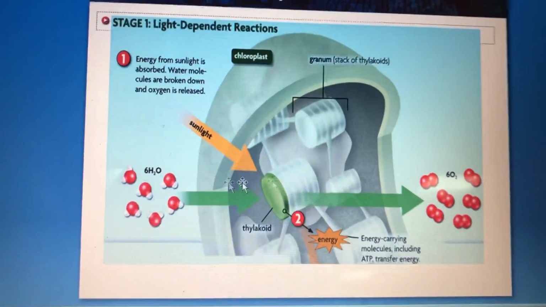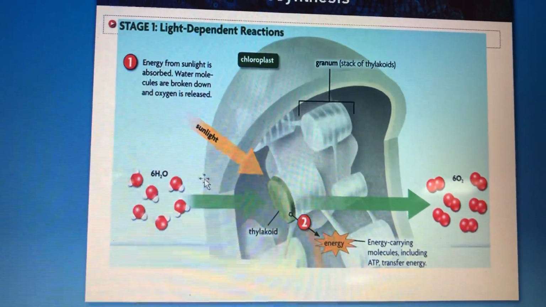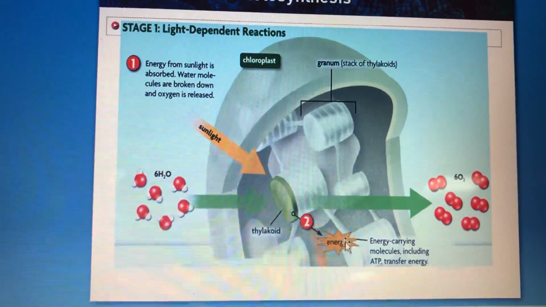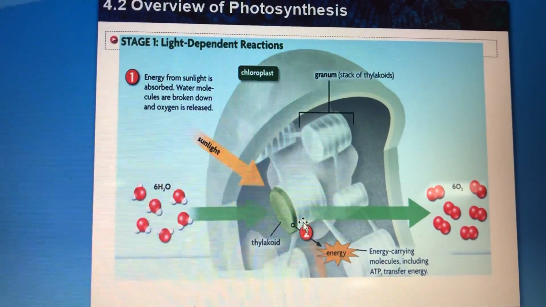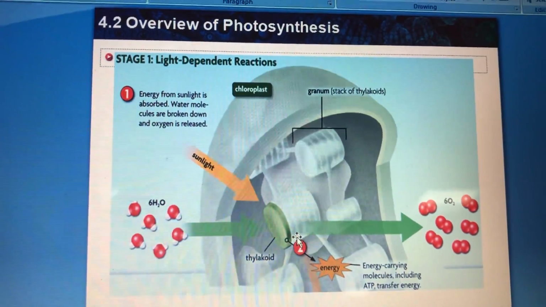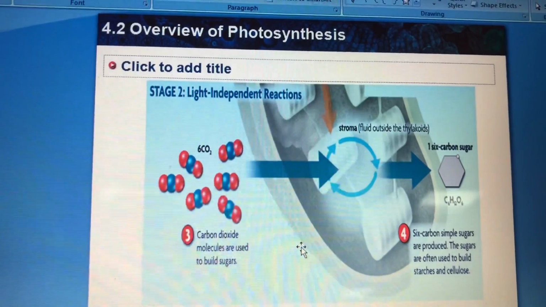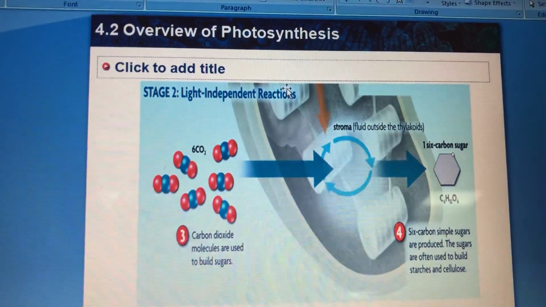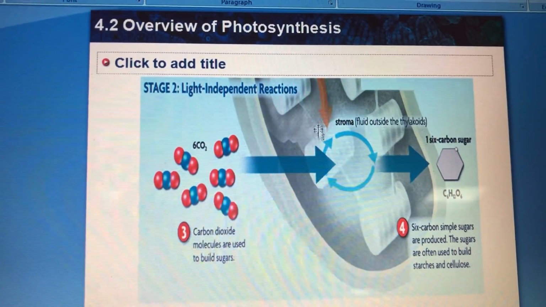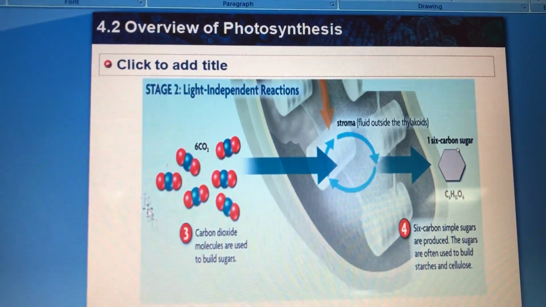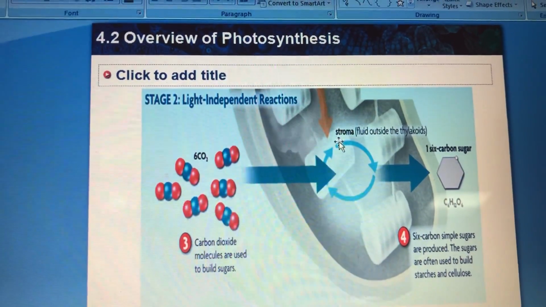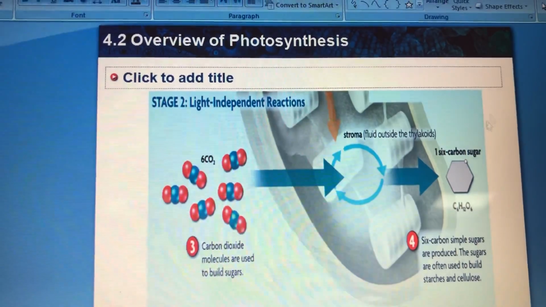Okay. Now, after the breaking of water happens and energy is released, this energy is carried by ATP, and this ATP, as we learned before, is an energy-carrying molecule. This ATP will be used in the second stage, the light-independent reactions, where the presence of this energy and the carbon dioxide will be used in the stroma to produce the sugar.